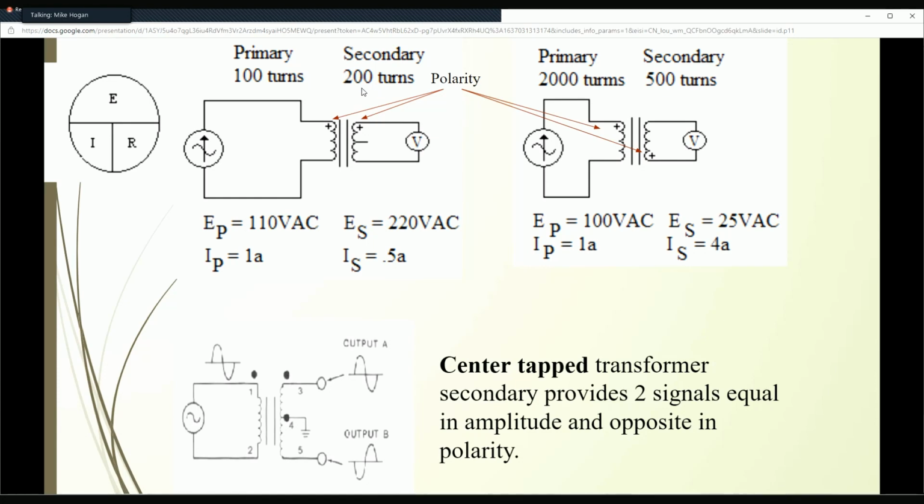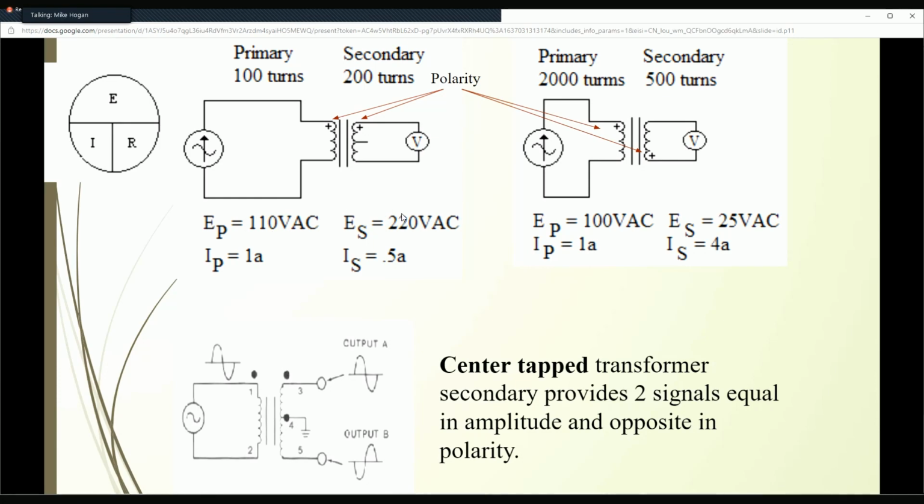If we've got twice as many turns in the secondary, then we're going to have twice as much voltage, right? Our primary was 110 volts AC. So if we've got 110 volts across 100 turns, and 200 turns in the secondary, twice as many turns, then we're going to have two times as much voltage. So our voltage in the secondary is going to be 220 volts AC, a step up transformer. We went from 110 volts to 220 volts.